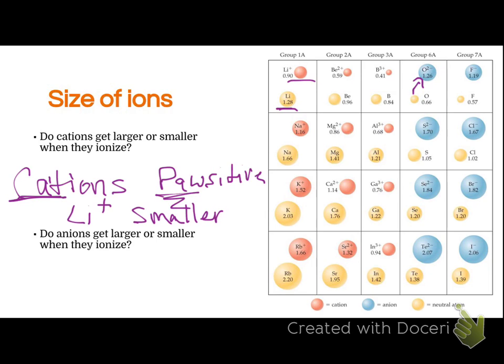On the other hand, nonmetals are really good at taking electrons. So like if we look at oxygen, let's say, let's look at sulfur. Sulfur starts out at 1.05, and then it takes 2 electrons and becomes 1.70. Since anions are negative charges, meaning they absorbed electrons, they must get bigger when that happens.